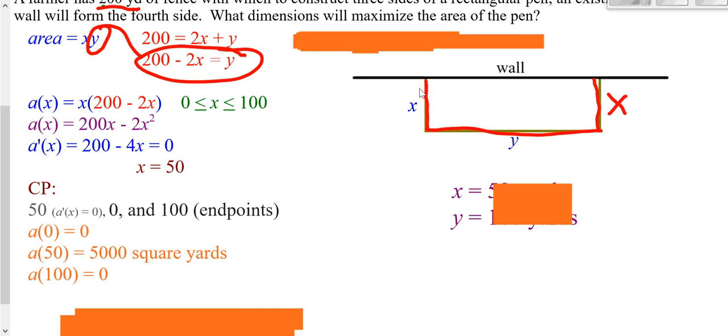Well, that means x would be 50 yards. Well, if x is 50 yards, can't we plug it in here to find y? We'd have 200 minus 2 times 50, so we get y to be 100 yards.